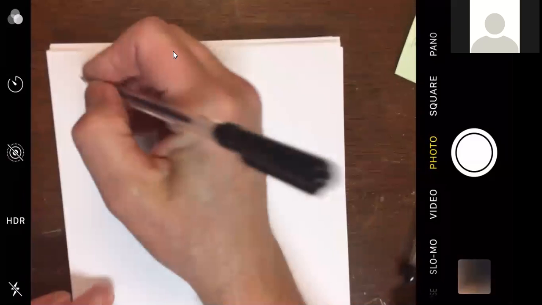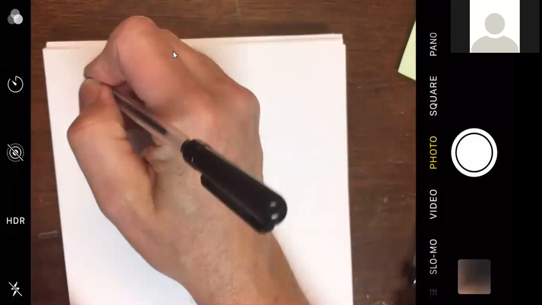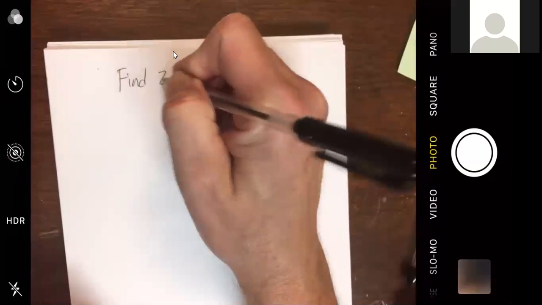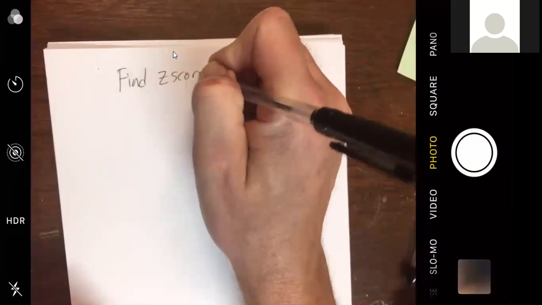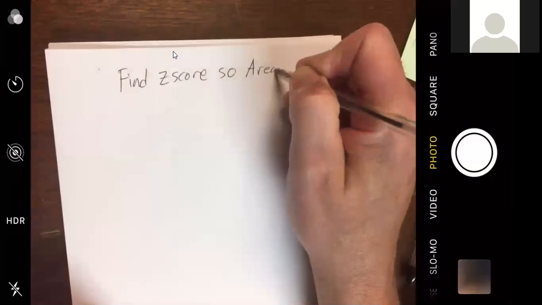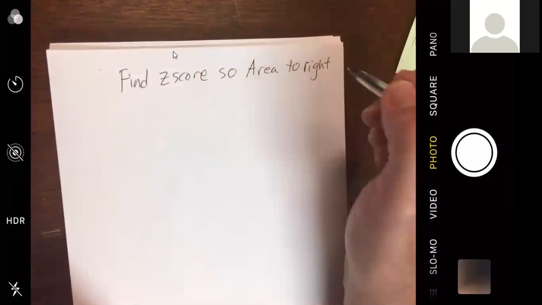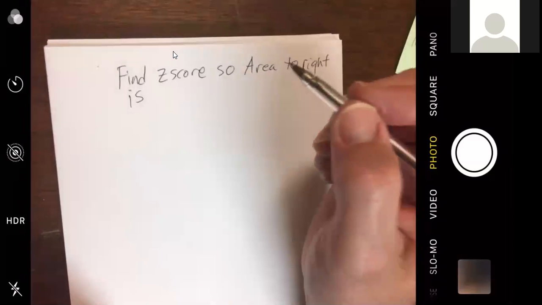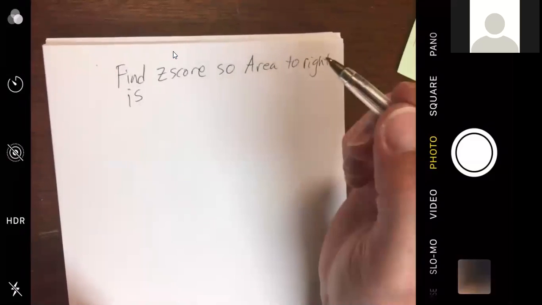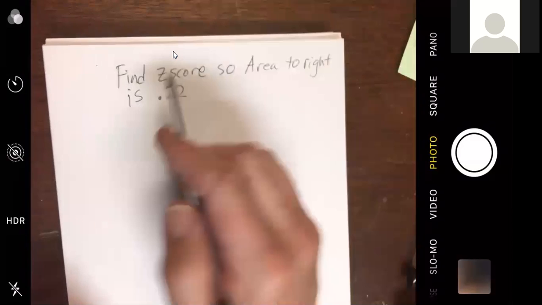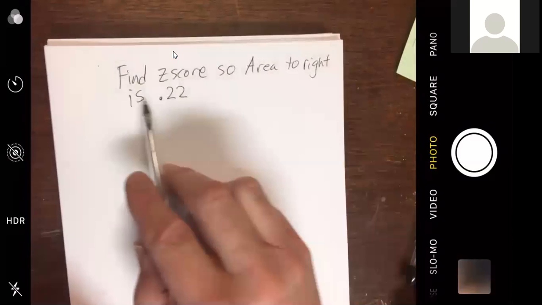Okay, number 13, 7.2.15T. They say find the z-score such that the area under the standard normal curve to the right is 0.22. The approximate z-score that corresponds to a right tail area of 0.22 is. So this one should be the same as the first one. Sure. So it says find the z-score, area to the right is 0.22.